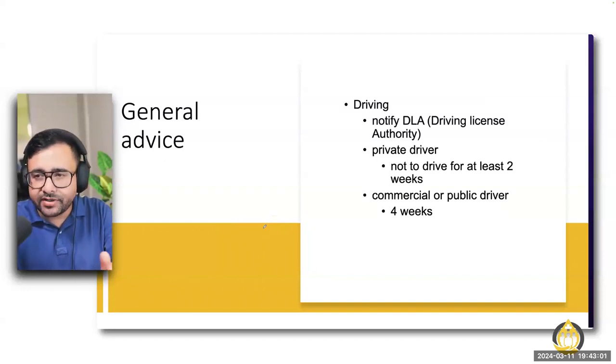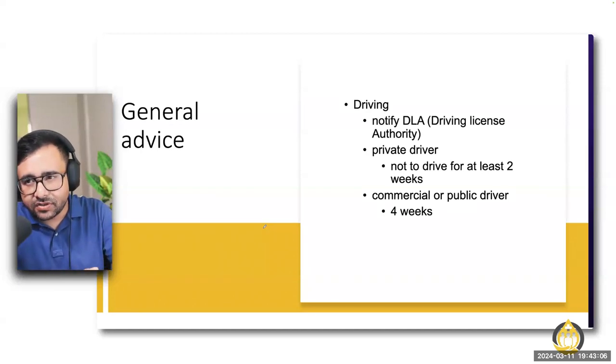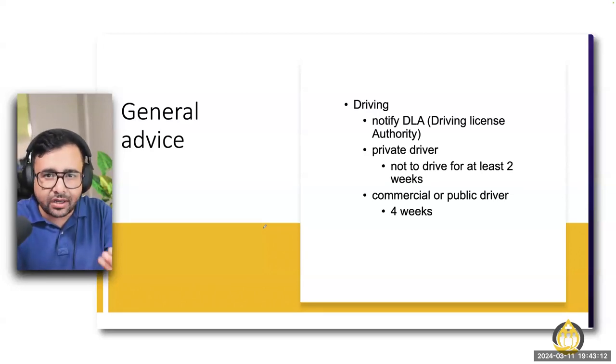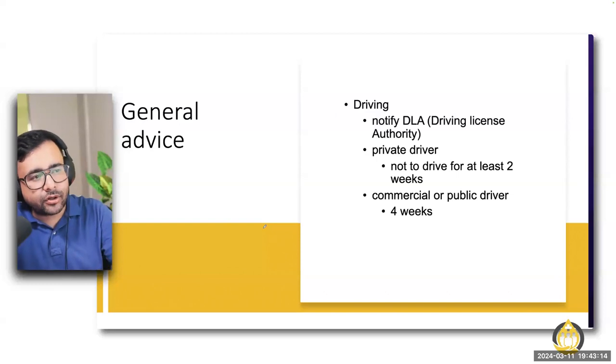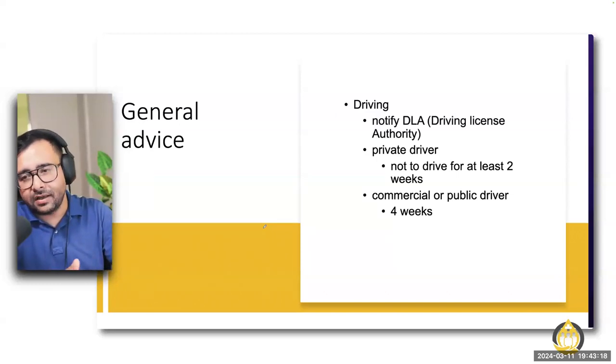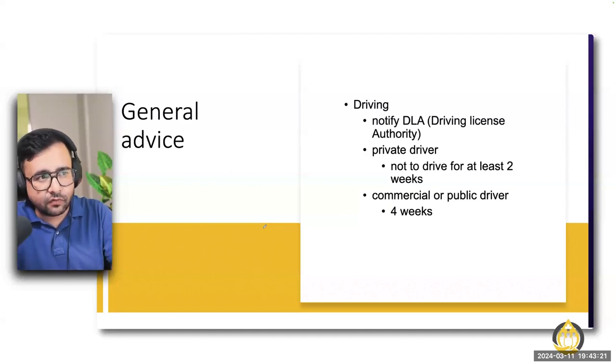Now, in addition to all these things, if it's a myocardial infarction case, there are some additional things to consider as well. For example, driving. In case of myocardial infarction, there is a restriction in place about how long they cannot drive. Generally, they are not allowed to drive for at least 2 weeks. And if they are driving commercial vehicles, then they are not allowed to drive for at least 4 weeks.